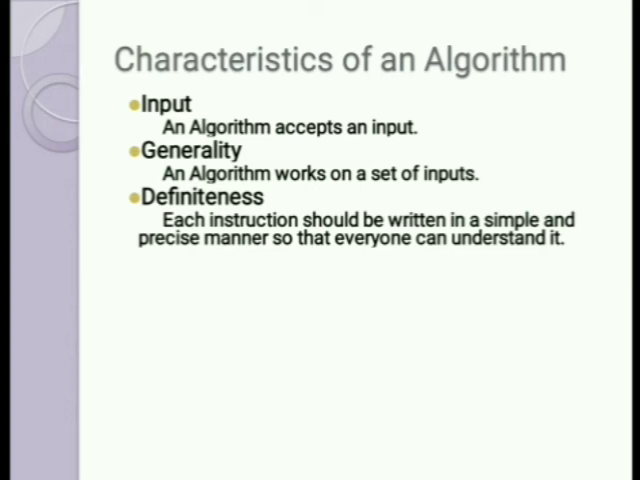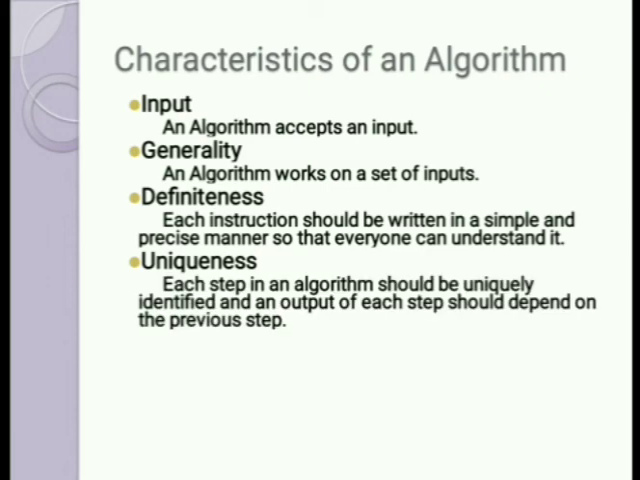So that is another characteristic. Next is uniqueness. Each step in an algorithm should be uniquely identified, and the output of each step should depend on the previous step. In the previous example 2, we wrote that if a particular condition is true, then go to step 5, or step 6, and so on, clearly mentioned. So your algorithm should be such that each step is uniquely identified.